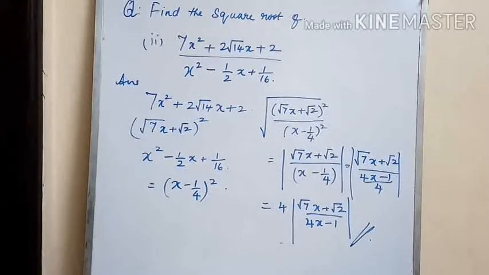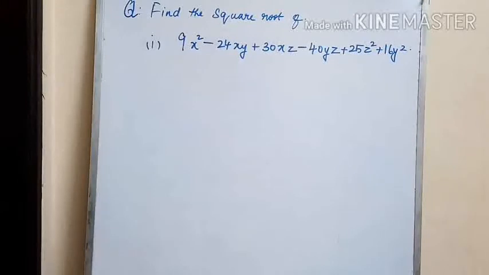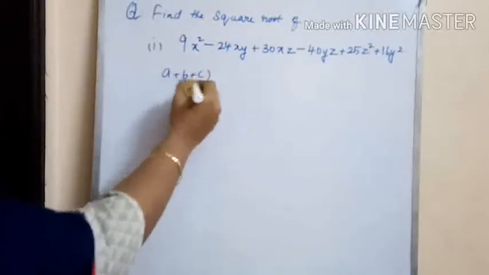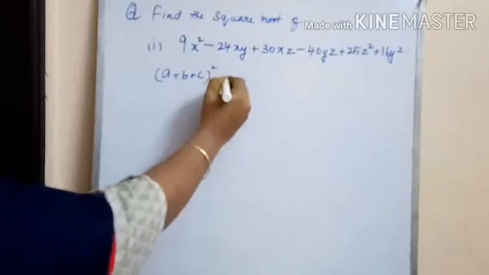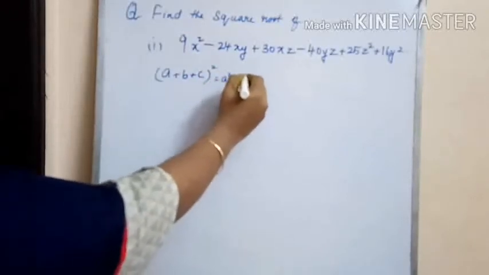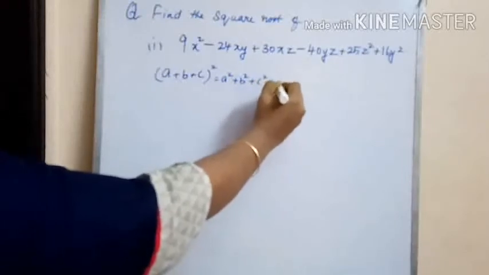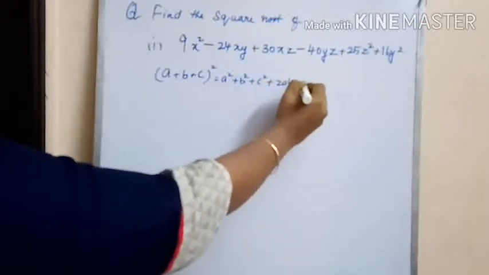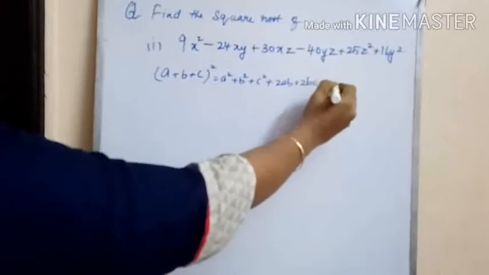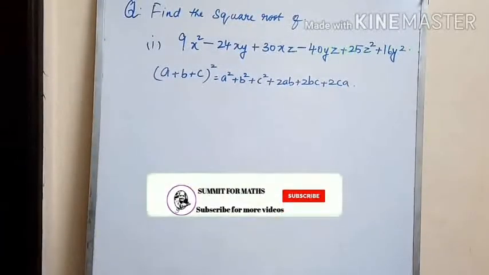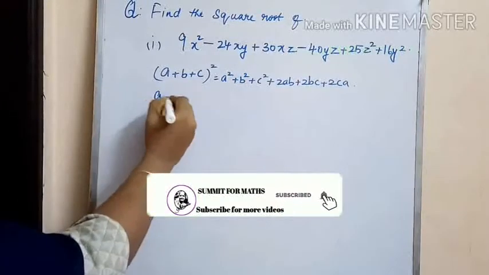So the next problem we have for today's session is 9x squared minus 24xy plus 30xz minus 40yz plus 25z squared plus 16y squared. So this is of the form a square plus b square plus c square plus 2ab plus 2bc plus 2ca, which can be factorized as a plus b plus c the whole square.